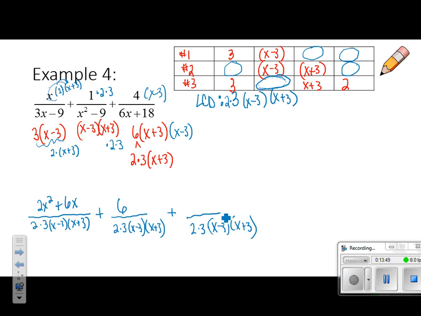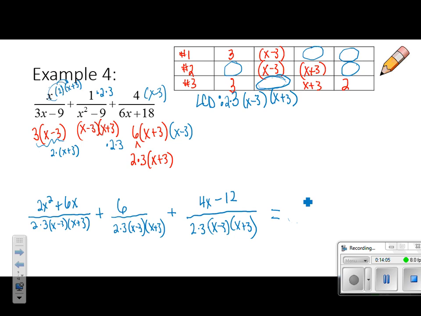Whew, this one's a tough one. All over 4x minus 12. Whew, I think I'm done. I think all my denominators look the same, so what can I do? I can add all the numerators.